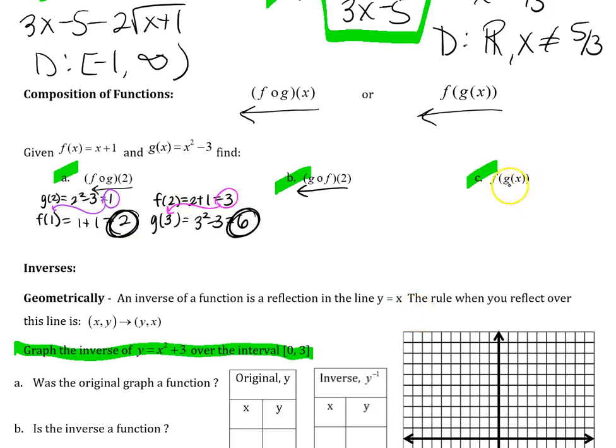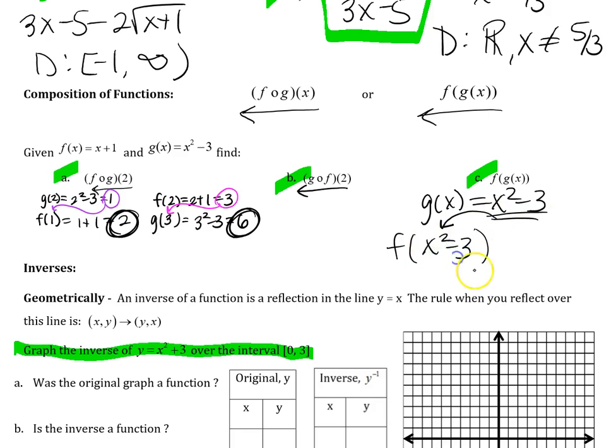Now this one's a little bit trickier. What this says is you're going to take f of x and plug it in to g of x. So I'll show this a couple ways. G of x is x squared minus 3, right? So you're going to take x squared minus 3 and plug it in to f. So that means everywhere I see an x in f of x, I'm going to rewrite it as x squared minus 3. So my result is x squared minus 2. So that's one way of thinking about it.